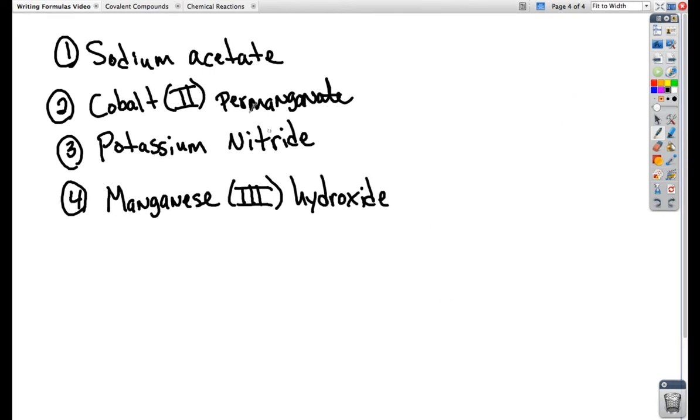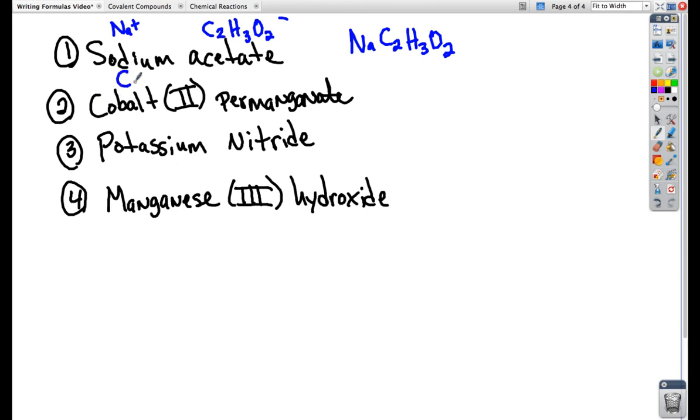All right, now that you've had a minute or two to work on those, let's go ahead and work through these together. Sodium acetate. Sodium ion is Na plus, and the acetate ion is C2H3O2 minus. They are equal in size, opposite in charge, so we don't have to do anything. We can erase the charges and just write the formula. NaC2H3O2, sodium acetate.